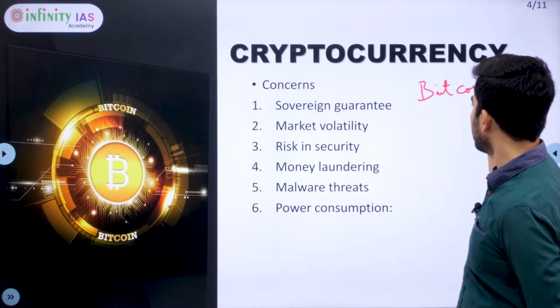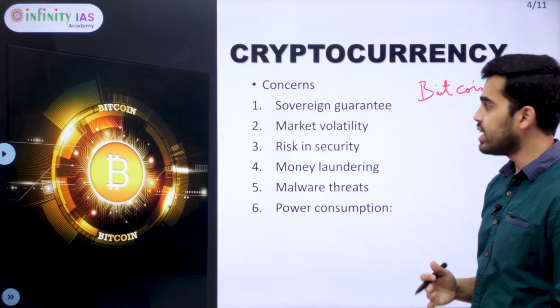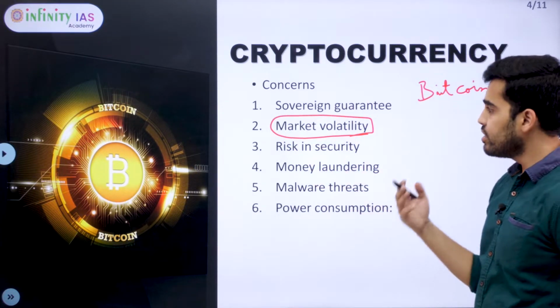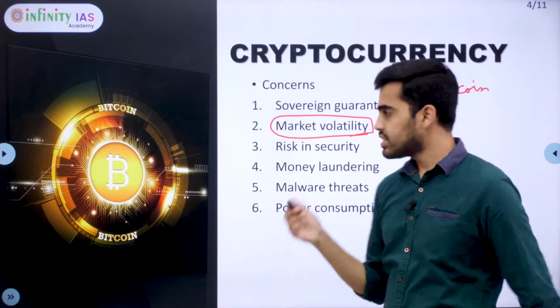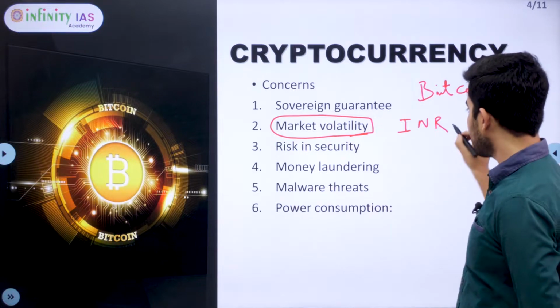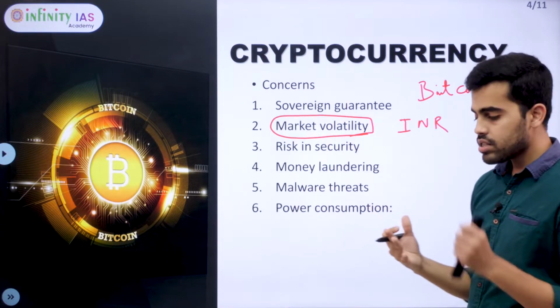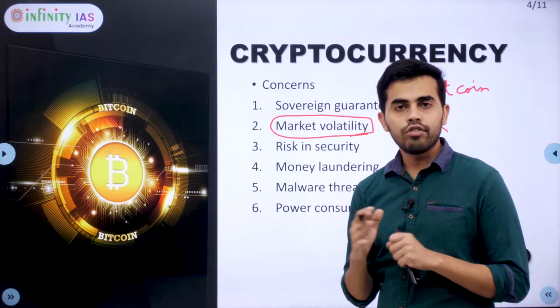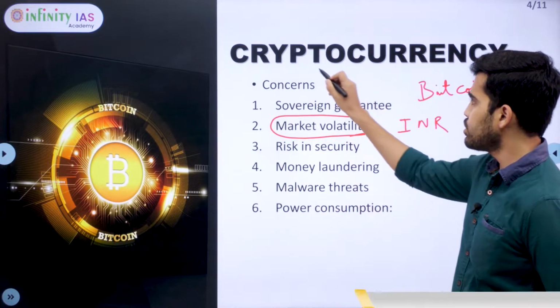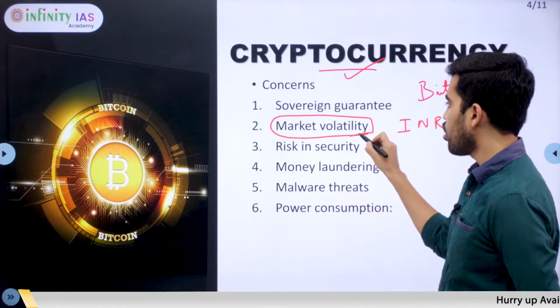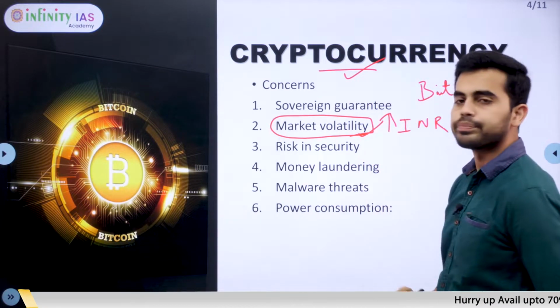People who have invested in it would have lost a lot of money. So the market is highly volatile. But if we see a sovereign currency such as the Indian rupee, even though it fluctuates, it doesn't fluctuate too much, because the RBI will come into force and will control the value of the currency. Whereas when it comes to cryptocurrencies, there is no such centralized authority, so the volatility is very high.